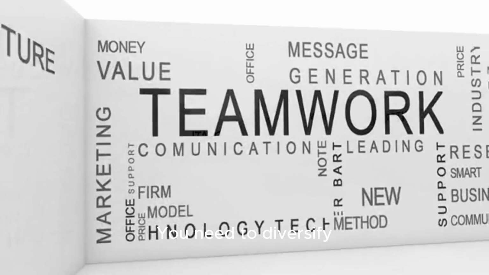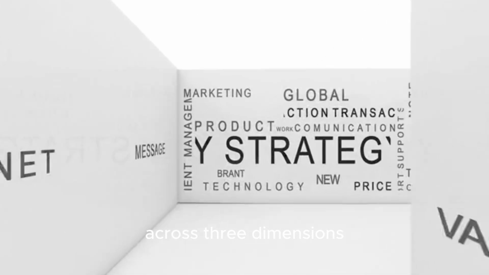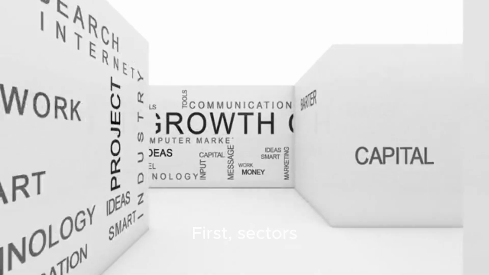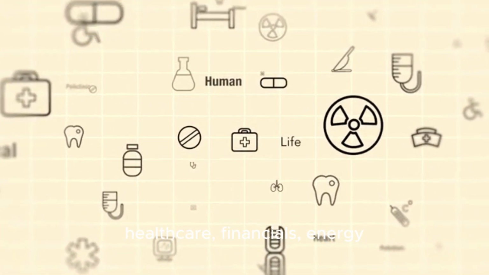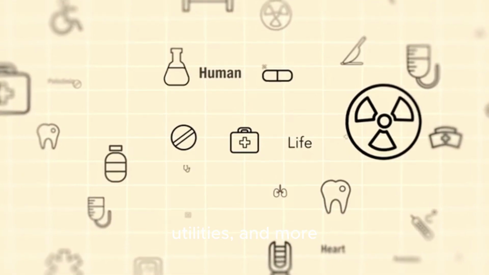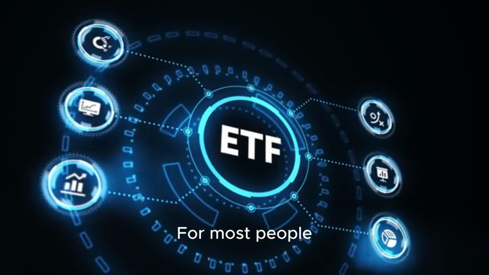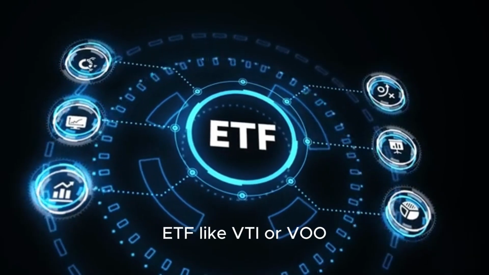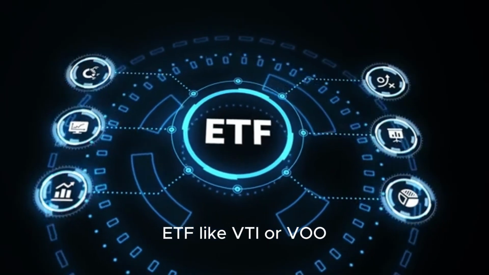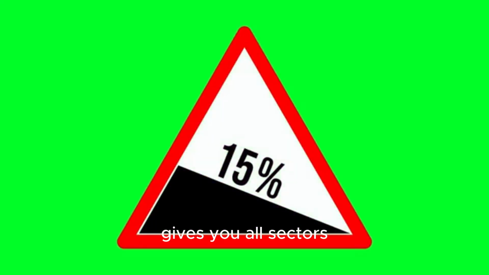You need to diversify across 3 dimensions. First, sectors. Spread your money across technology, healthcare, financials, energy, utilities, and more. For most people, the simple solution is to buy a total market ETF like VTI or VOO. This automatically gives you all sectors. If you're an active investor, make sure no single sector is more than 30% of your stock allocation.